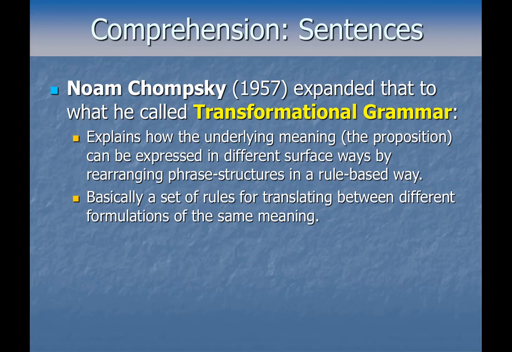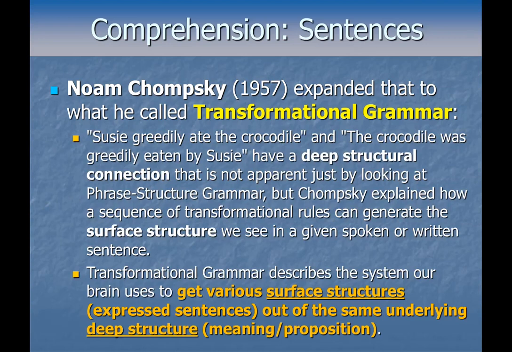Okay, so transformational grammar was his other nail in the coffin, showing how we have this system that allows us to make sense of things. He had this more cognitive explanation of language that undermined the behaviorist explanation. So let's talk a little more about this transformational grammar idea. The Susie greedily ate the crocodile sentence, or the crocodile was greedily eaten by Susie. If you look at both of those, we saw right off the bat that they mean the same thing, right? So what we could say is they have a deep structural similarity that's not apparent just by looking at the surface structure.